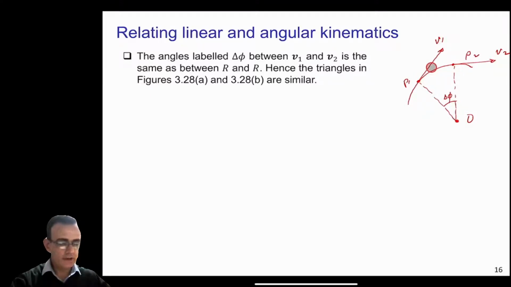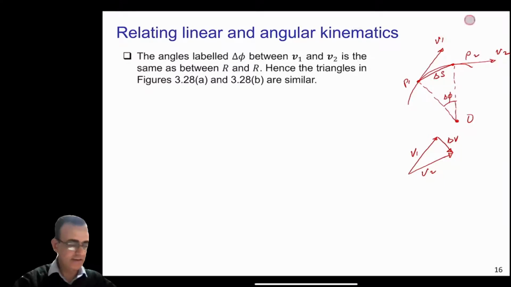And now assume that there is no tangential component of acceleration. So v1 will be equal to v2, only their direction is different here. If you draw these velocities v1 and v2, this is our v1, this is our v2, this is our delta v. And if this distance is very small, we can represent it by delta s.